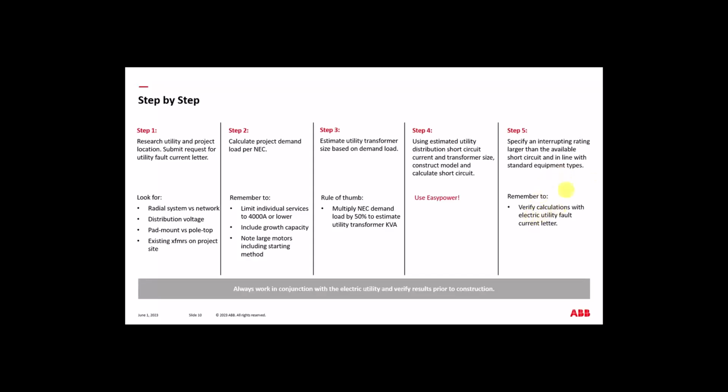And then finally, after you get to your step 5, remember to verify calculations with the electric utility fault current letter. Hopefully by this point in the design process, the utility will have time to come up with that. So, you ask for it in the beginning of the project. It takes a long time usually to process through. So by the end of the project, when you're about to release bid documents or construction documents, you should have that letter. And hopefully what you come up with is going to be conservative, high over what the utility is actually going to provide you, but in the ballpark.